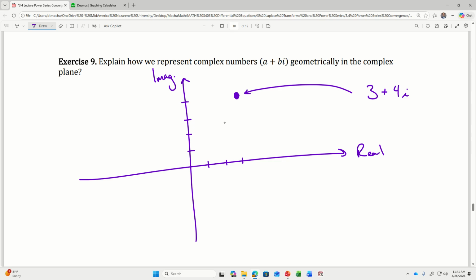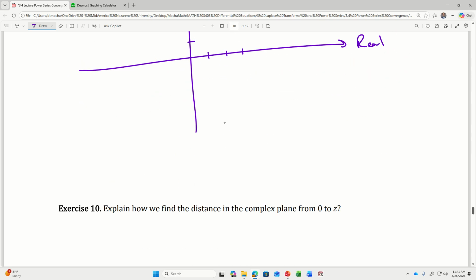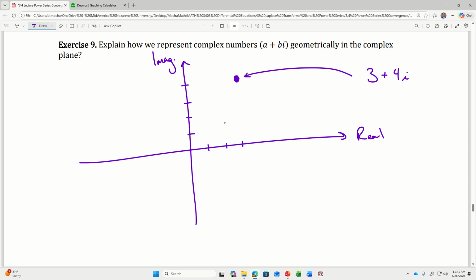Probably seen that before. Well, what if I wanted to find the distance in this complex plane between 0 and the point 3 plus 4i? How do I find this distance?